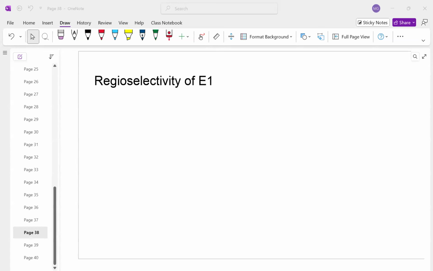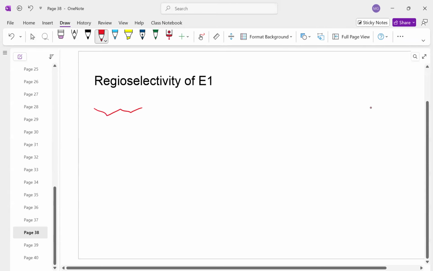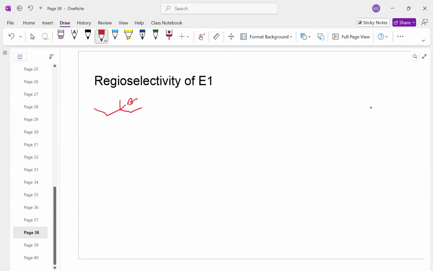All right, so let's take a look at some of the regiochemistry of the E1 mechanism. So if we take this alkyl halide and react it with water, and let's just assume only E1 predominates, and we're just going to look at elimination. What we find is that we get a mixture of many elimination products. So let's just address how that's possible first.